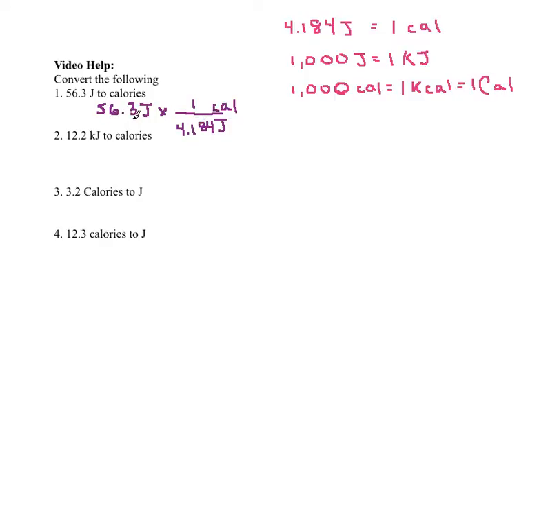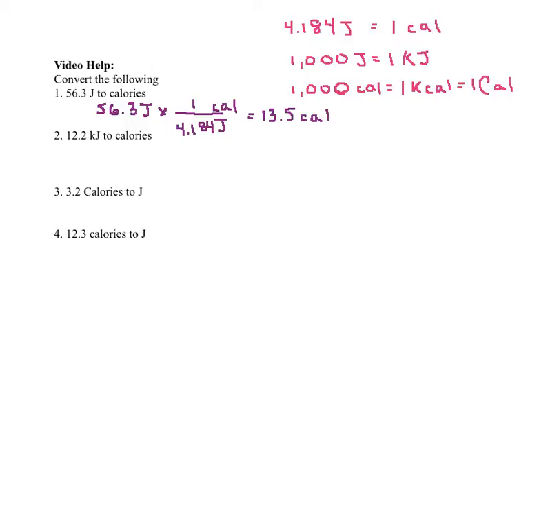Since this has 3 sig figs, I get 13.5, because that's 3 sig figs, and my units are cals, and I'm done. Okay, I'm going to do the next one.